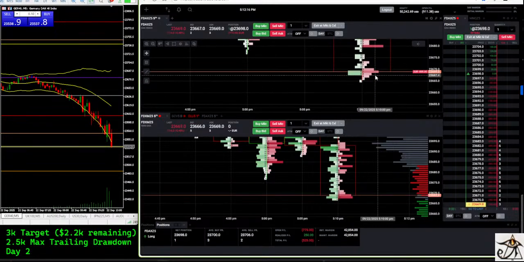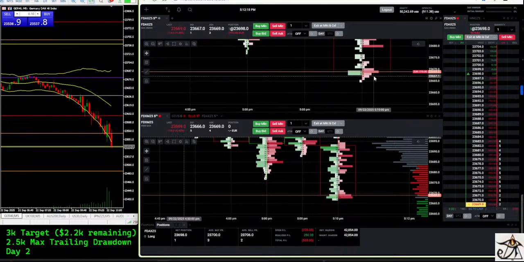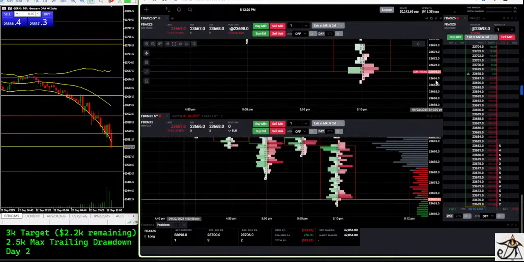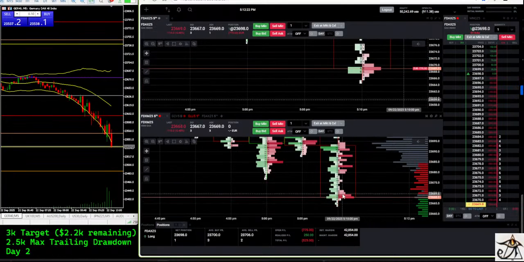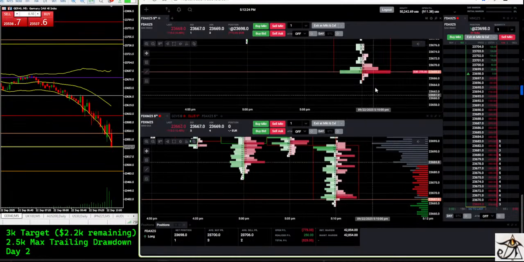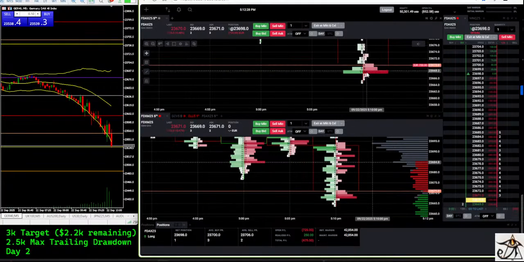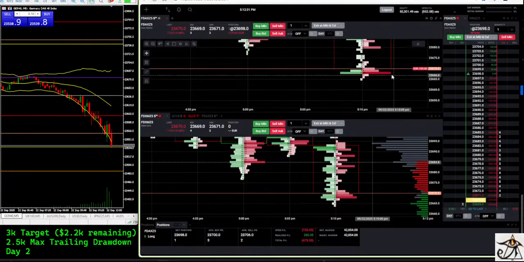Not really seeing too much response at this level either. I've got a bit of activity lower. There we go, that's a bit more activity. That's what I want to see, but perhaps a bit more powerful, bigger contracts.